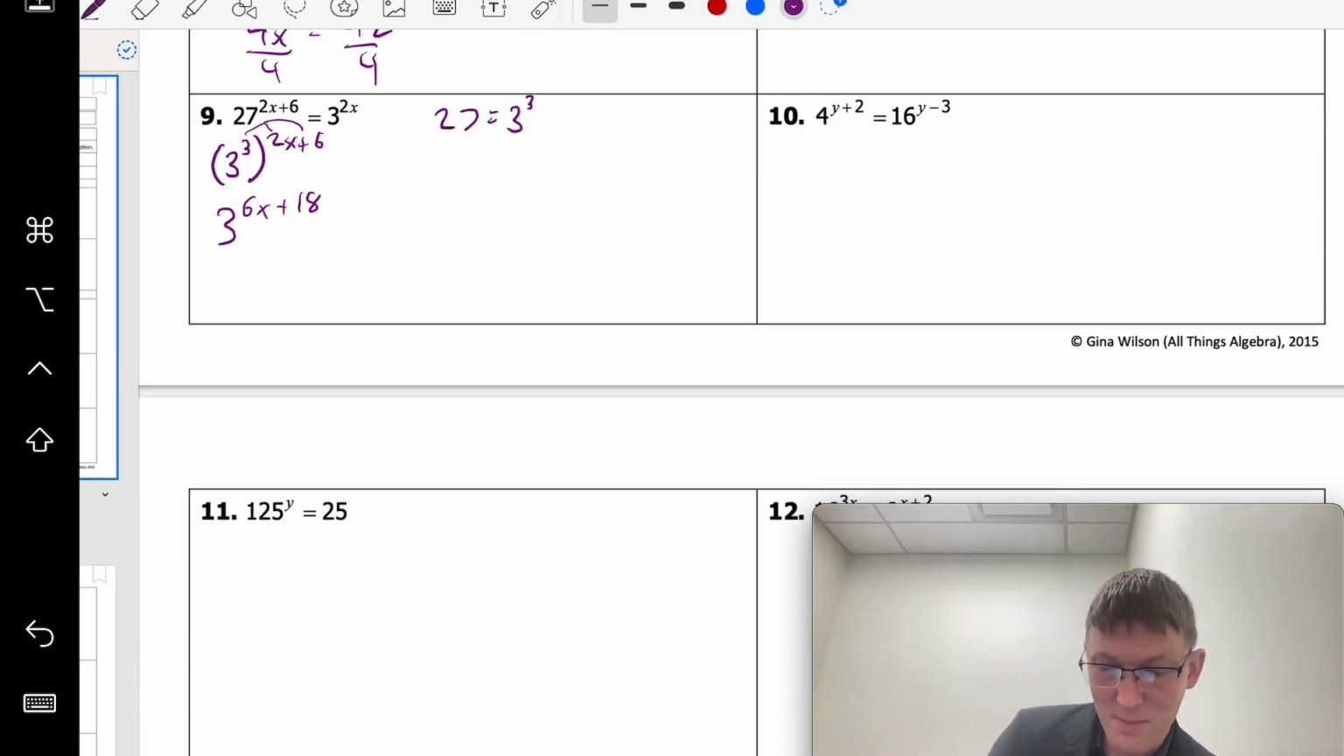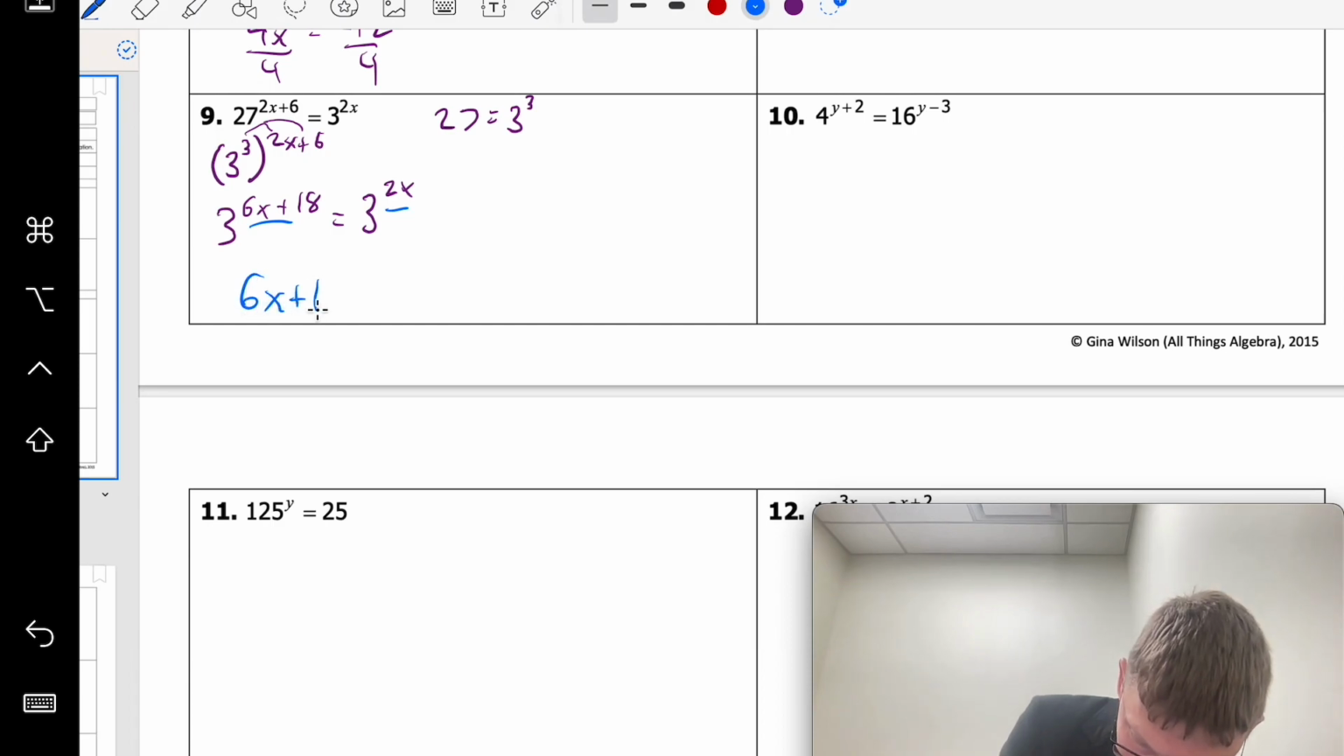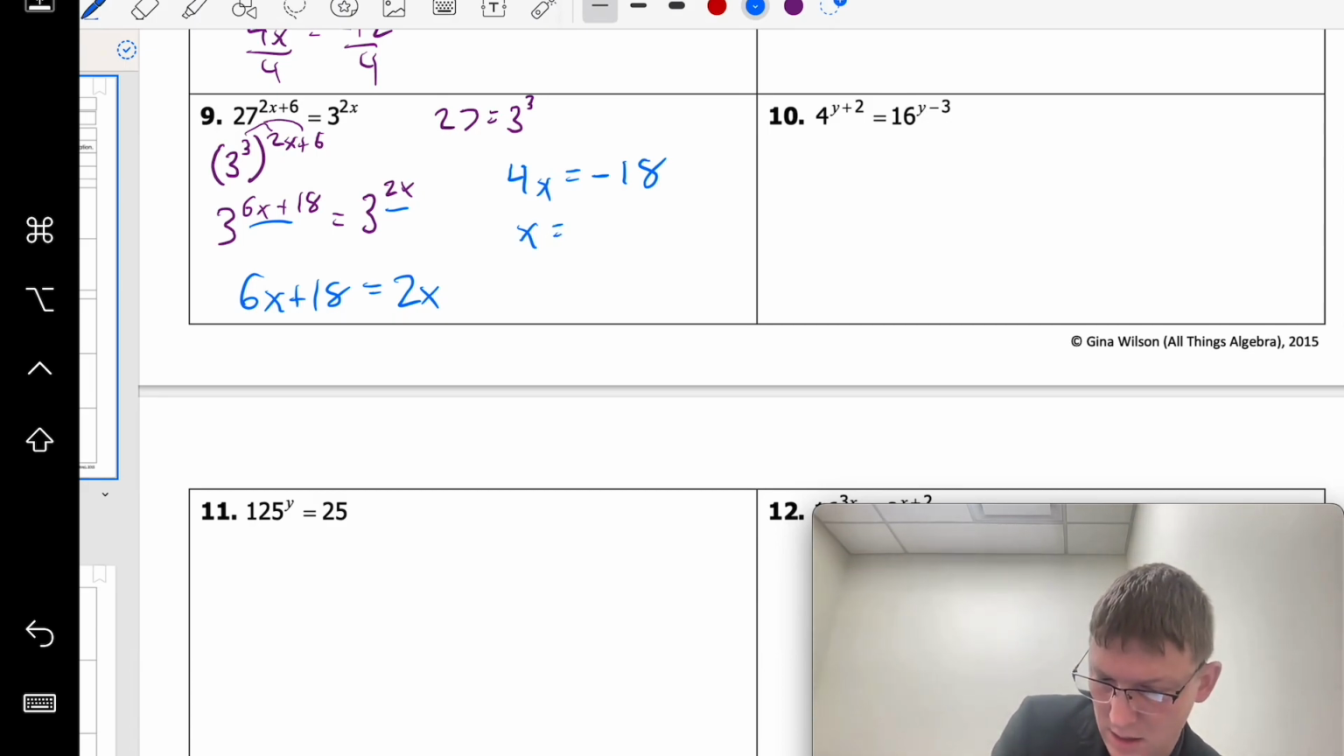I swear. Anyway, so now that we're at that point, our new problem looks like this. And this is where we can do just our normal thing that we're doing in this section. We're going to set this equal to that. So now we have 6x plus 18 equals 2x. I'm going to move my 2x over to the left. So now we're going to have 4x, and I'm going to move my 18 over to the right, equals negative 18. Divide both sides by 4, and then that's going to be negative 3. Someday I'll learn my multiplication tables.